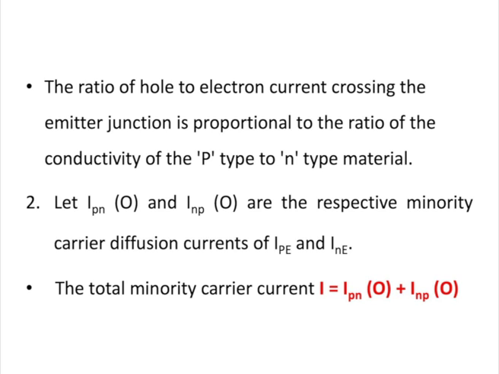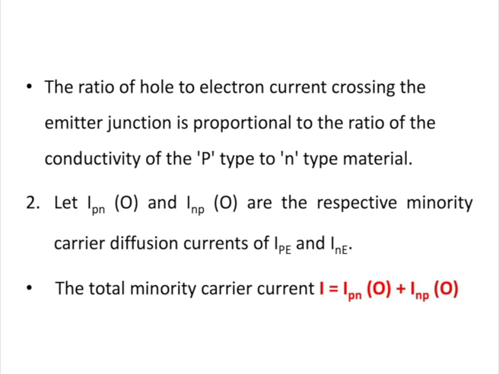So, in the emitter region, I of Pn is the minority charge carrier current, and I of Np is the minority charge carrier current across the collector. After this, out of emitter, base, and collector, the emitter is heavily doped compared to the base. Whatever the current across the emitter is, we are taking it as IE.